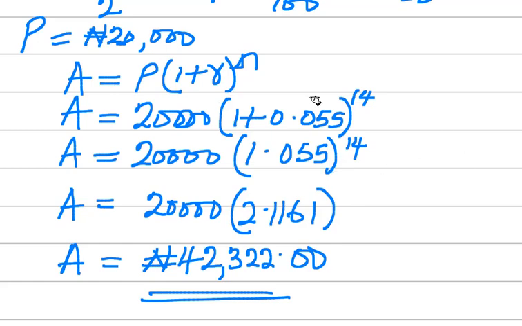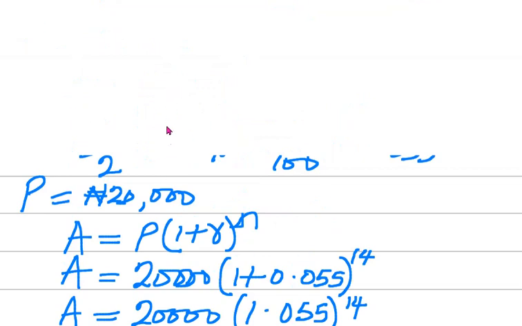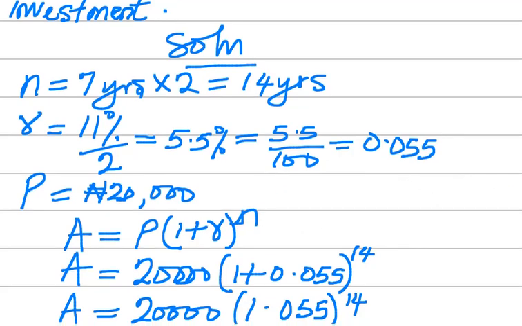The only thing difficult in what we did is the little conversion we did in N and R. Once you get that place, the math is solved. Actually, we are given 7 years, but they said compounded semi-annually. That's why we multiplied by 2 to get 14 years. Then R is 11%, we divide by 2. Why do we divide by 2? Because they say semi-annually. If you divide 11 by 2, it will give you 5.5%. And because of the percent, you divide by 100 to get 0.055. Then apply this in the formula, and this becomes the answer.